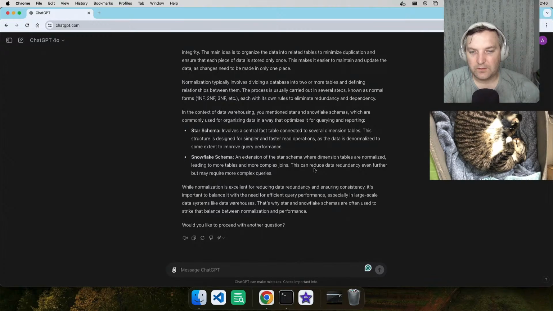In the context of data warehousing, you mentioned star and snowflake schema, which are commonly used for organizing data in a way that optimizes for querying and reporting. While normalization is excellent for reducing redundancy and ensuring consistency, it's important to balance it with the need for efficient querying performance.